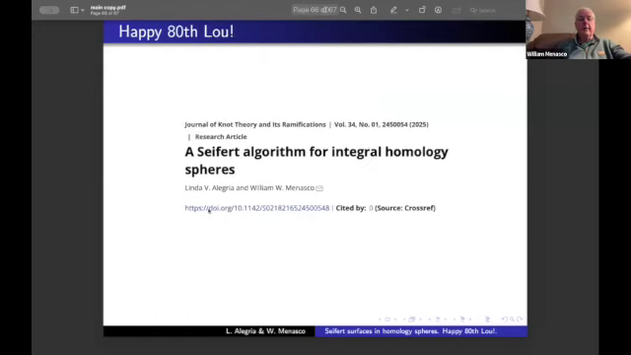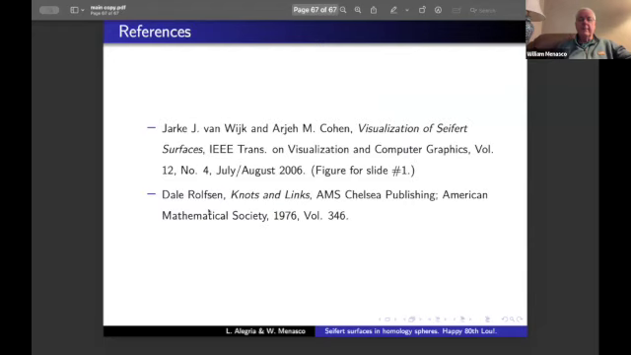And this appears in the current edition of Knot Theory and Its Ramifications. Just to mention two references, I borrowed that one sequence of the Seifert's algorithm that I performed on the figure 8 from this 2006 paper that appeared in the IEEE Transactions on Visualization and Computer Graphics, entitled Visualization of Seifert Surfaces. Apparently engineers are interested in this.